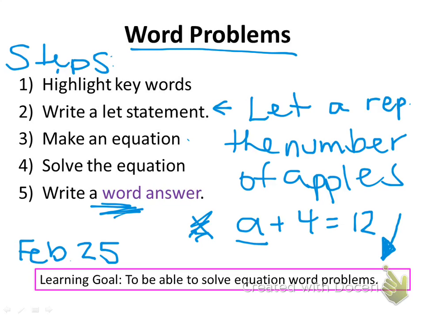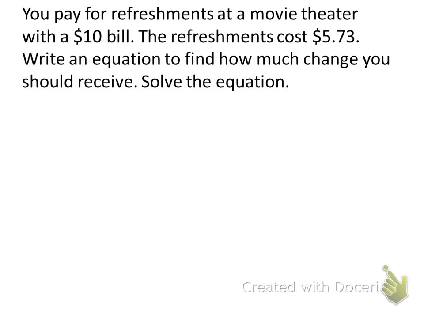Now we're going to do 2 examples. The first example, you pay for refreshments, which would be food or drinks, at a movie theater with a $10 bill. The refreshments cost $5.73. Write an equation to find how much change you should receive and solve the equation.